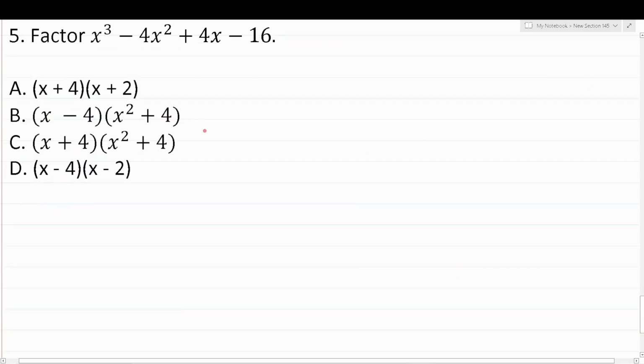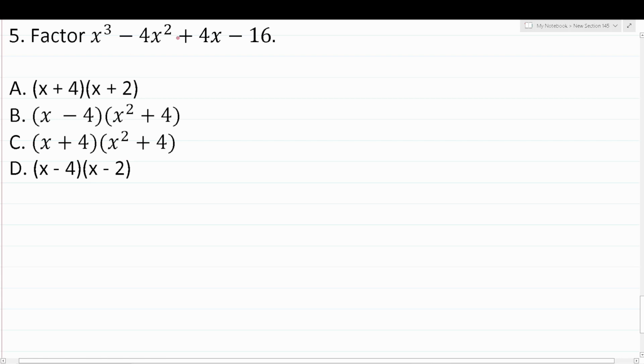All right, so let's take a look at number 5 now. It says factor x to the third minus 4x squared plus 4x minus 16. Now you can factor this one by a method called grouping. That said, if it's test day and you are drawing a blank here, you should just keep in mind that by expanding all of your answer choices, you can figure out which one is correct.